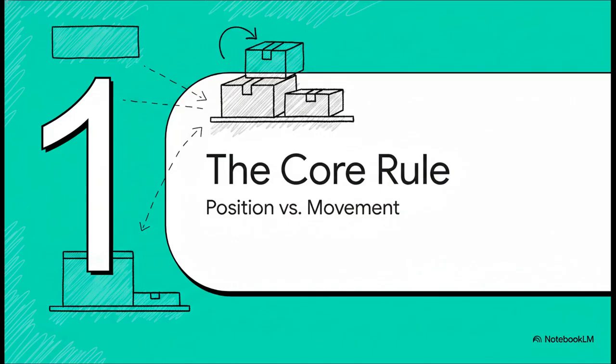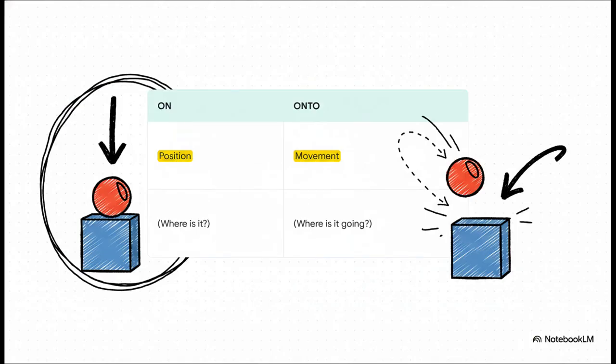The main difference, the number one thing you need to remember, all boils down to one simple idea: position versus movement. Think of it this way. The word on usually answers the question, where is it? It's talking about a static location. But onto answers a different question. Where is it going? It's all about the action of moving to a surface.